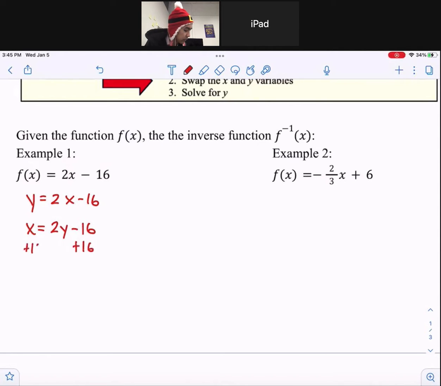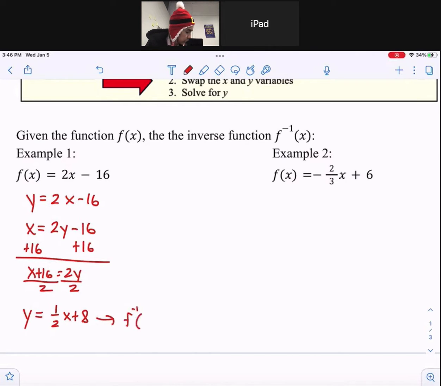Add 16 to both sides, and then divide both sides by 2. So we have y equals 1/2 x plus 16 divided by 2, which is 8. So this is our inverse function, and this is the notation to describe an inverse function: 1/2 x plus 8. So to recap, you set it equal to y, you switch your x and y variables, and you solve for your new y. That new y is what we call our inverse.